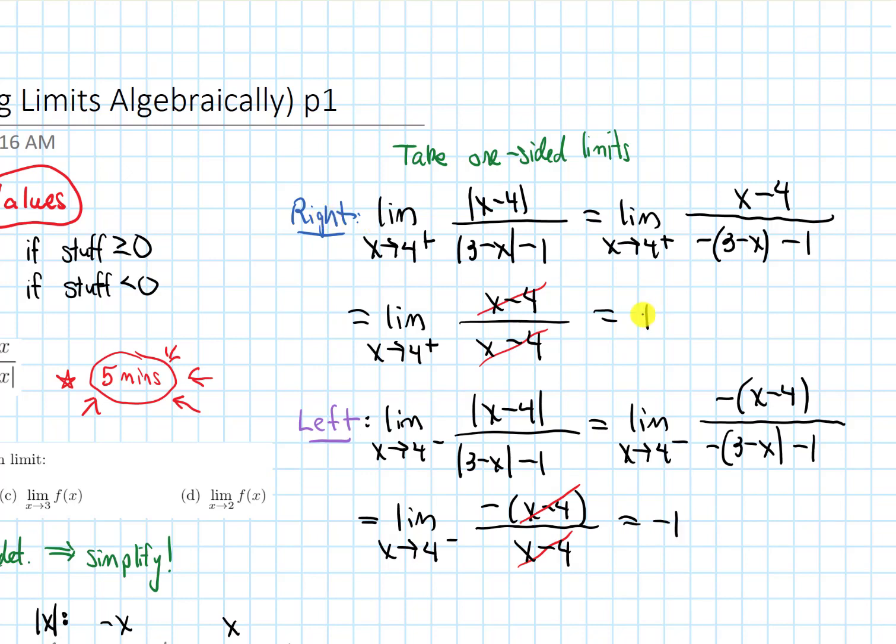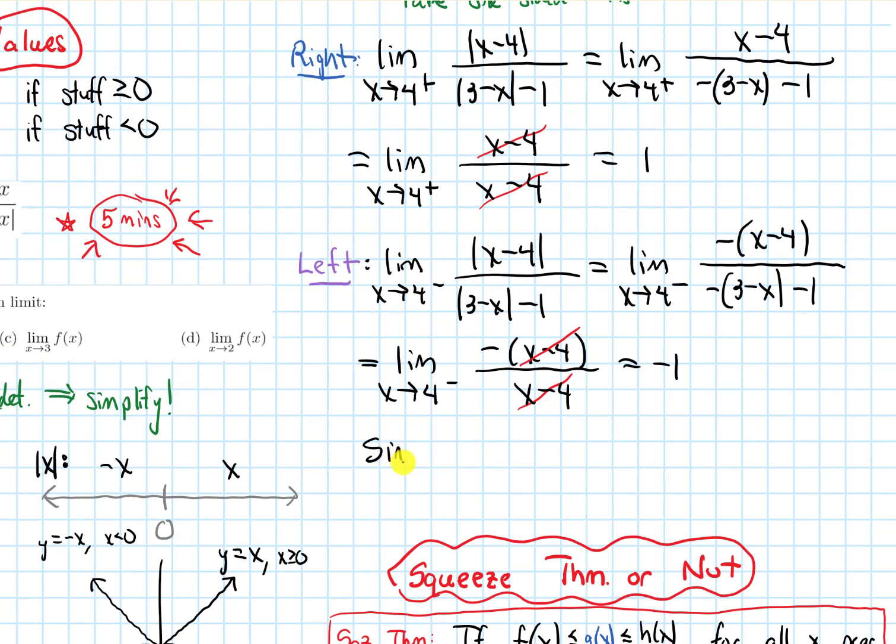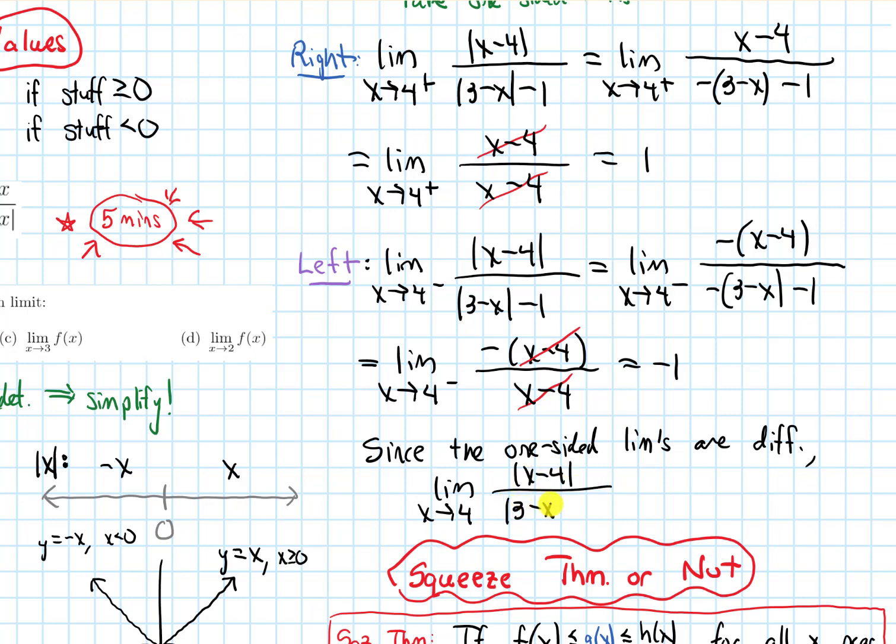So the limit from the right is 1. The limit from the left is negative 1. Since the one-sided limits are different, the original limit as x approaches 4 of absolute value of x minus 4 over absolute value of 3 minus x, minus 1, does not exist. D and E. And that is our answer.